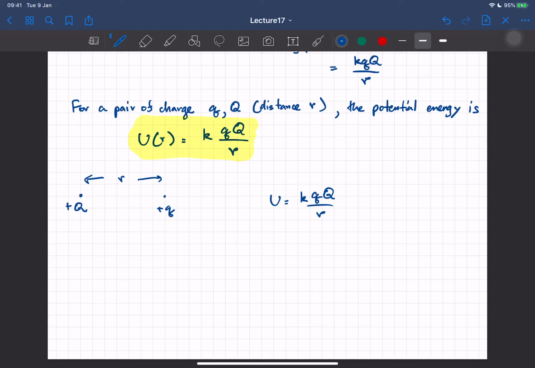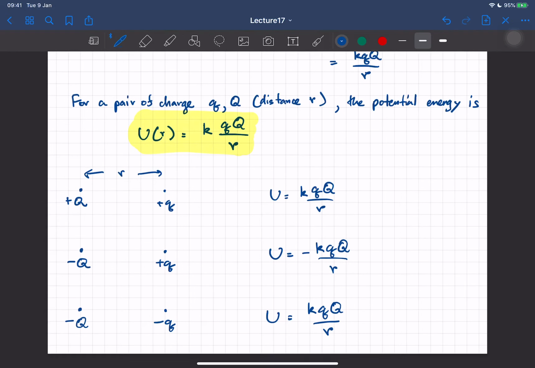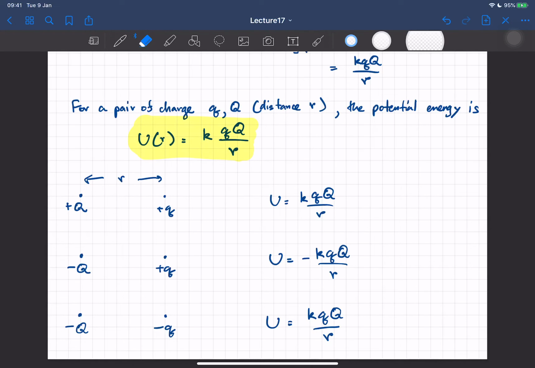But if you have one of the charges to be negative, let's say big Q is negative Q, and small q is still positive q. Now for the potential energy, you have to put in negative for big Q, so you're going to have minus KQq divided by R. And if you have negative Q and negative small q, the negative sign will cancel out, so you're going to go back to KQq divided by R. So the sign matters here.